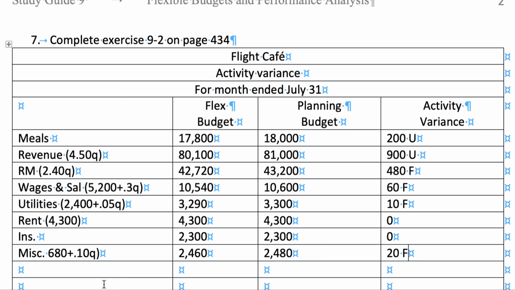Notice when we're looking at activity variance, again, using the flex budget and the planning budget, we're going to have variance whenever there is either a variable cost or a mixed cost, right? And that makes sense because we know how mixed costs behave. So now we got to figure out what's total expenses.